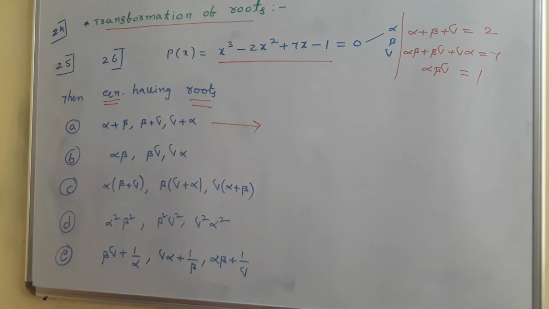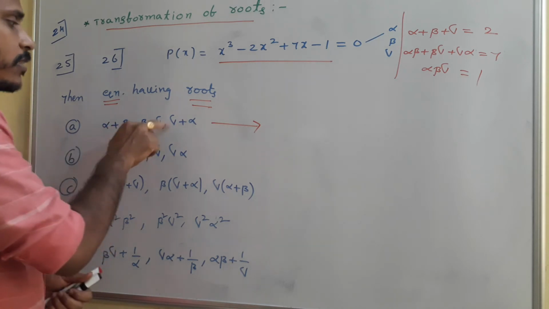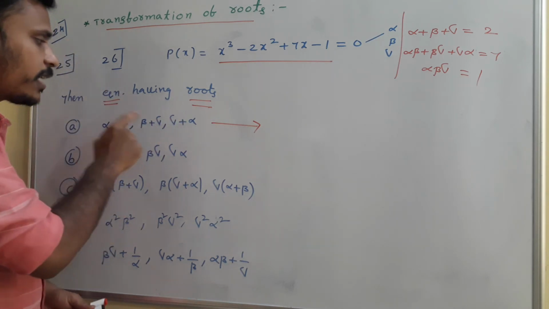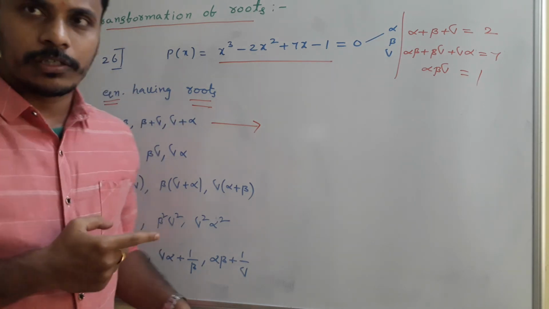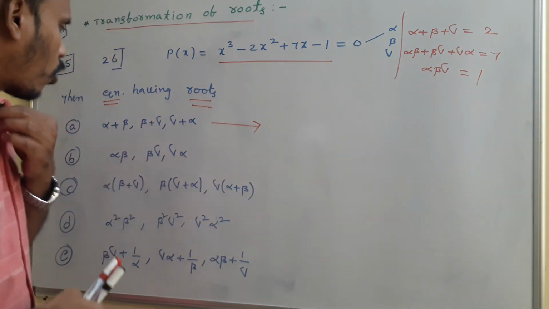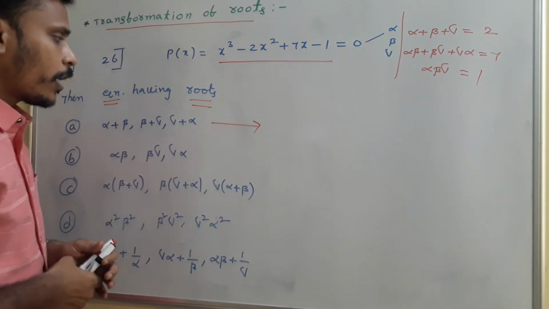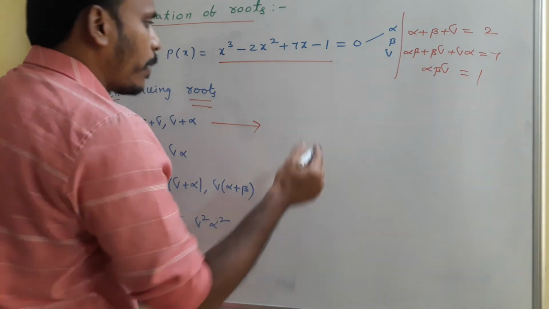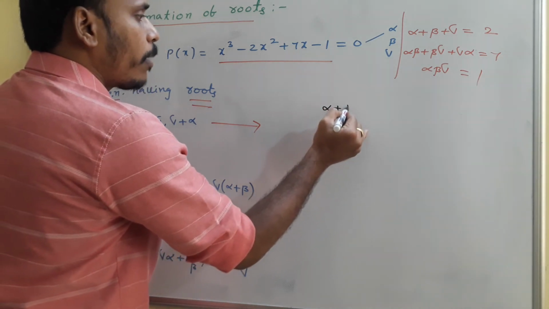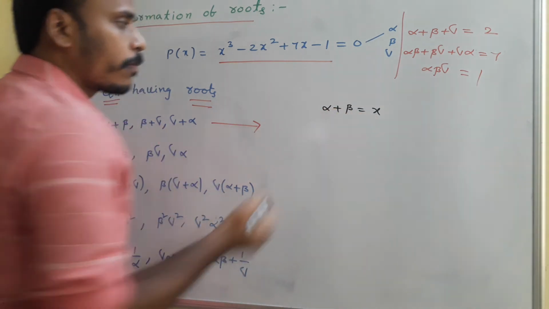So now see, alpha plus beta, beta plus gamma, gamma plus alpha. These three are the roots of the required equation. The same process I am trying. These three are symmetrical. You just take any one of them as some x. Take alpha plus beta is equal to x.